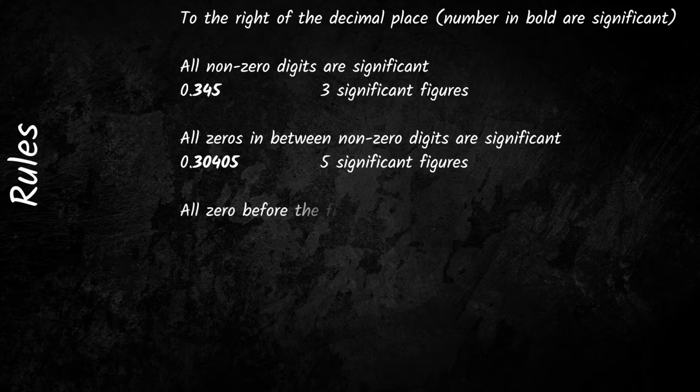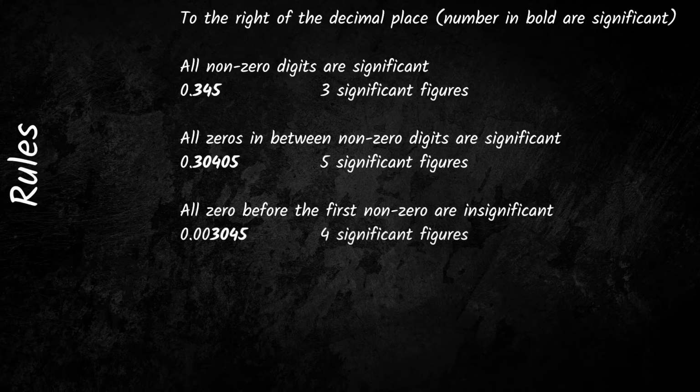Now, this is where it differs. All zeros before the first non-zero are insignificant. So these zeros right here are considered to be insignificant. This 0 right here will be significant, of course. So you've got 1, 2, 3, and 4 significant figures.